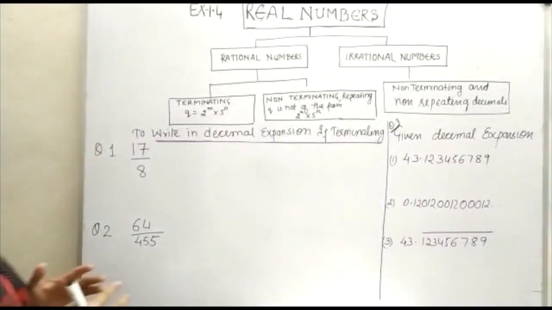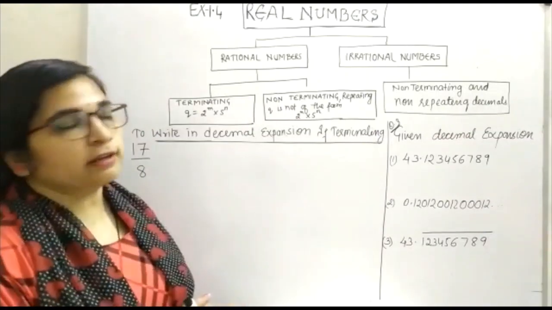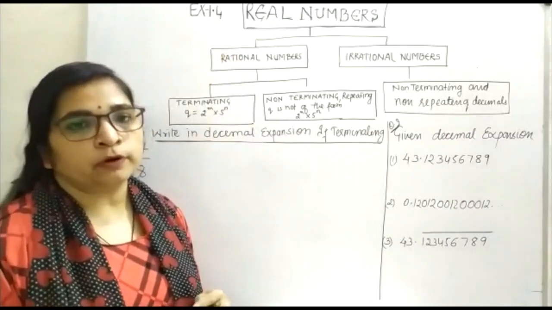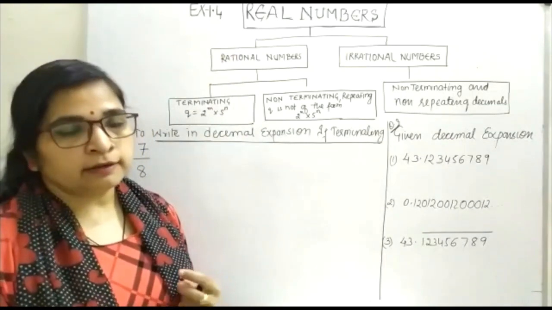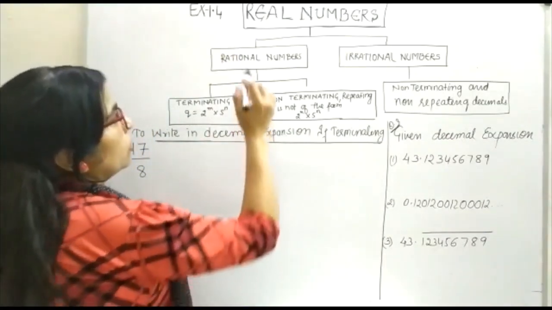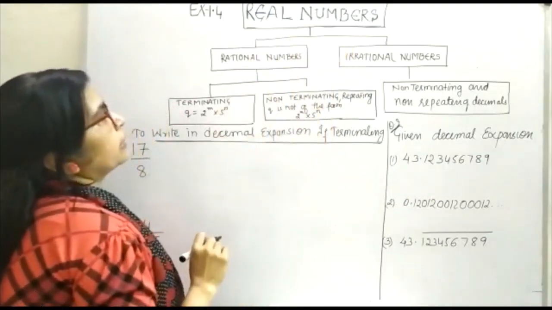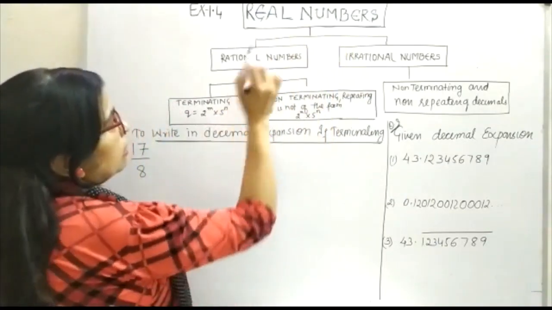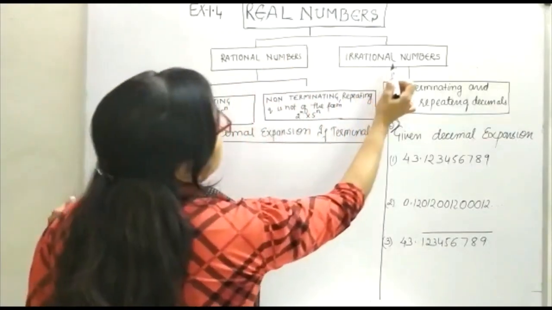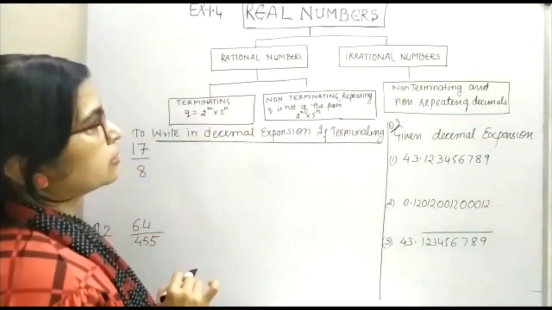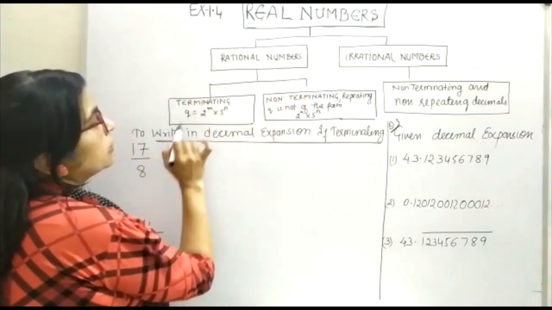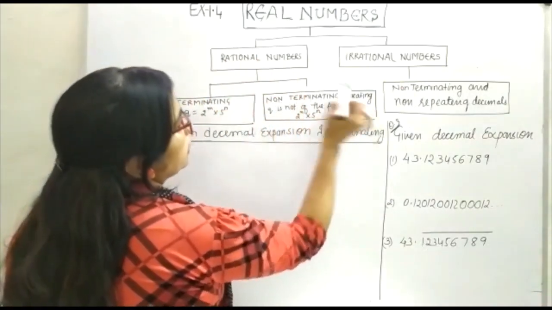Hello everyone. In this section we will discuss your exercise 1.4, which is based upon decimal numbers. Let us understand this. All decimal numbers come in real numbers. Now, real numbers are either rational numbers or irrational numbers. Rational numbers consist of terminating and non-terminating repeating.